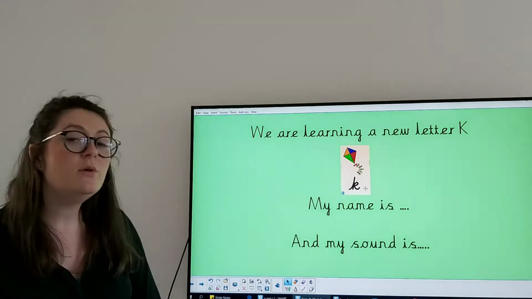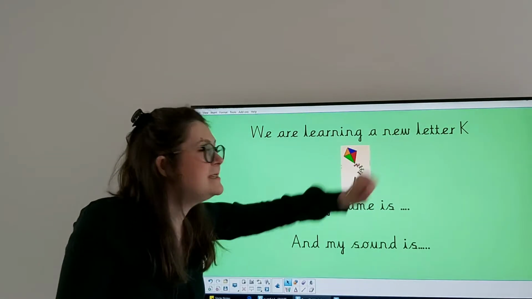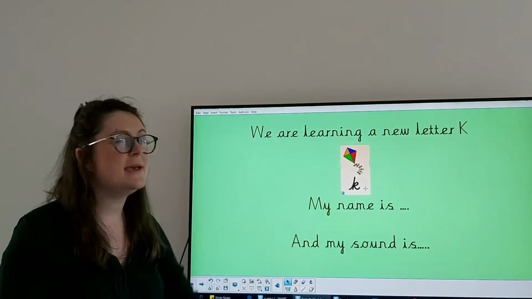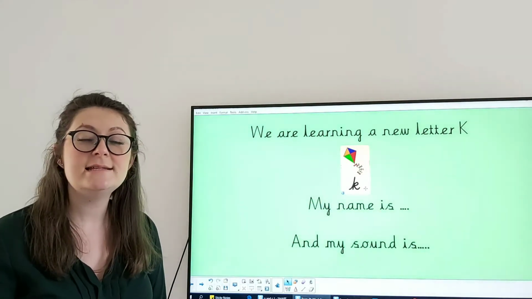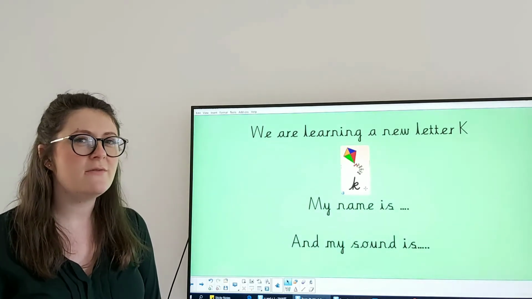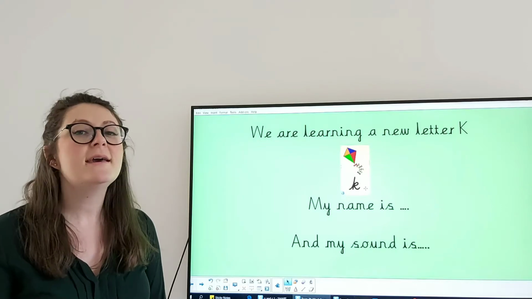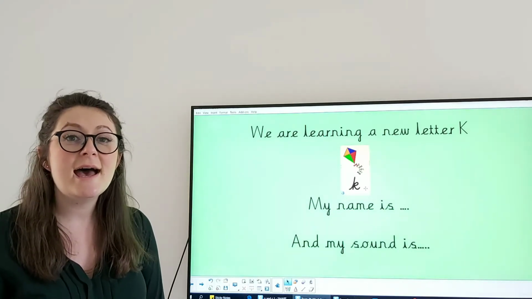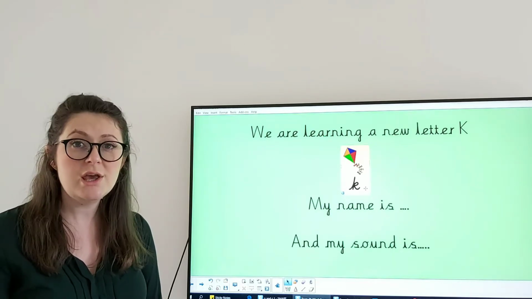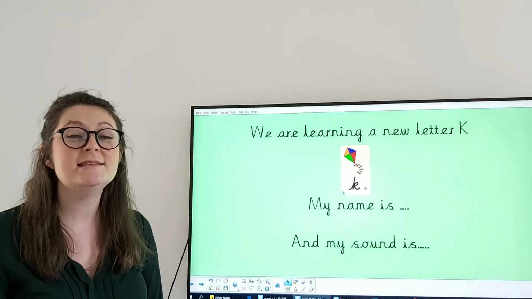Okay, today we're going to look at another sound and I've got the letter here written as a capital letter at the top and a lowercase letter at the bottom. Can you remember what sound this letter makes? Now there's a picture of a kite, which is a big clue. Let's say that word together, kite. Can you hear that sound at the start? Kite. I can hear the K sound. Can you? So today, the sound we are learning is the sound K.